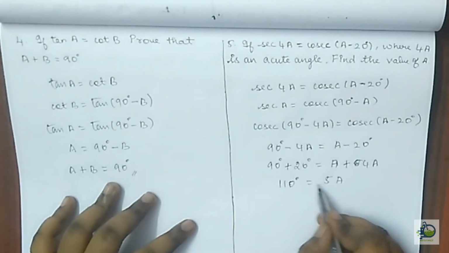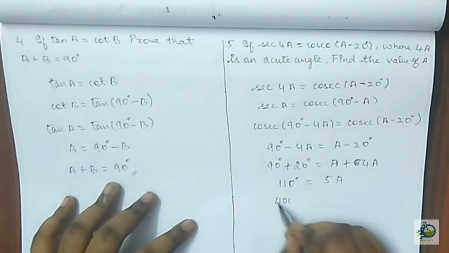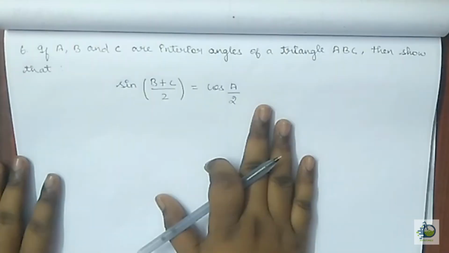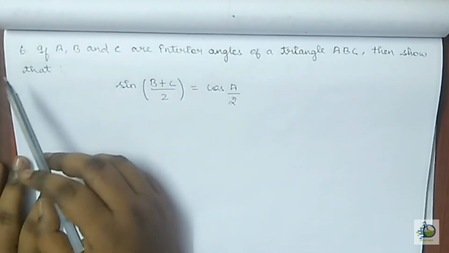So when this 5 comes to this side, it goes to the denominator. So when I divide, according to the 5 tables, A becomes 22 degrees. That's all. Okay, let's move on to question 6.